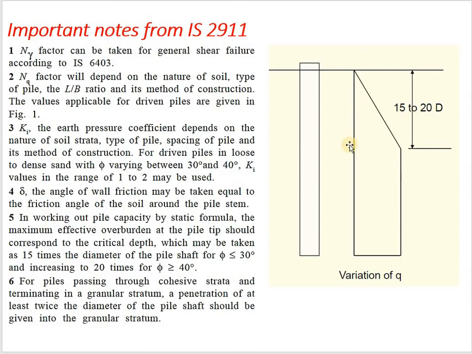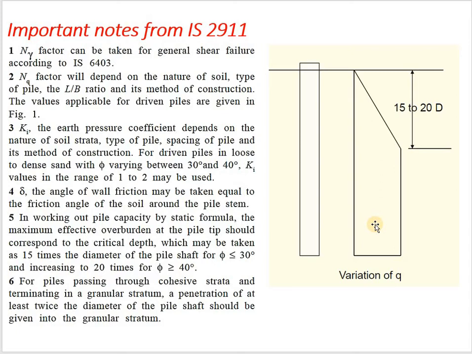So what we generally do is, if you are constructing a pile till 15D or 20D, for the overburden we take half of this value. That means this maximum value you have here, we take half of the value considering this triangular portion, and from this portion we take the complete overburden value. I'll explain this in detail while we are solving the problems.